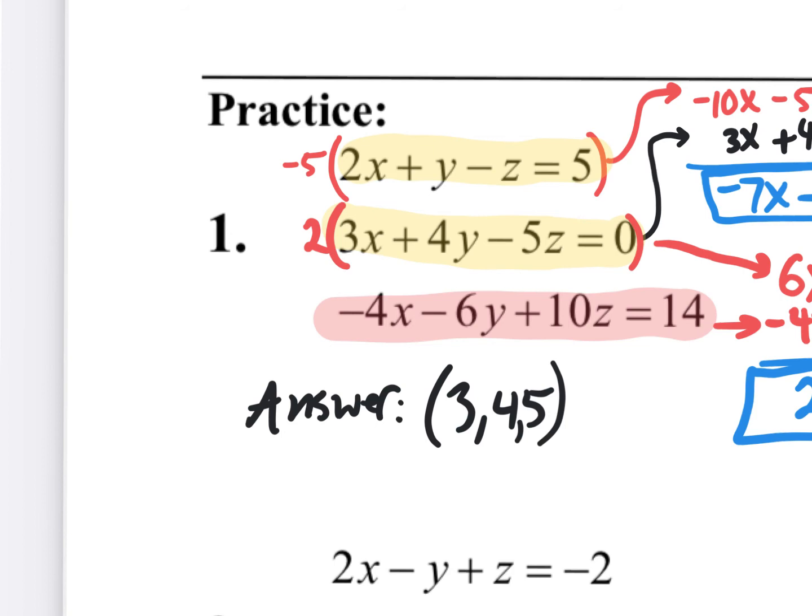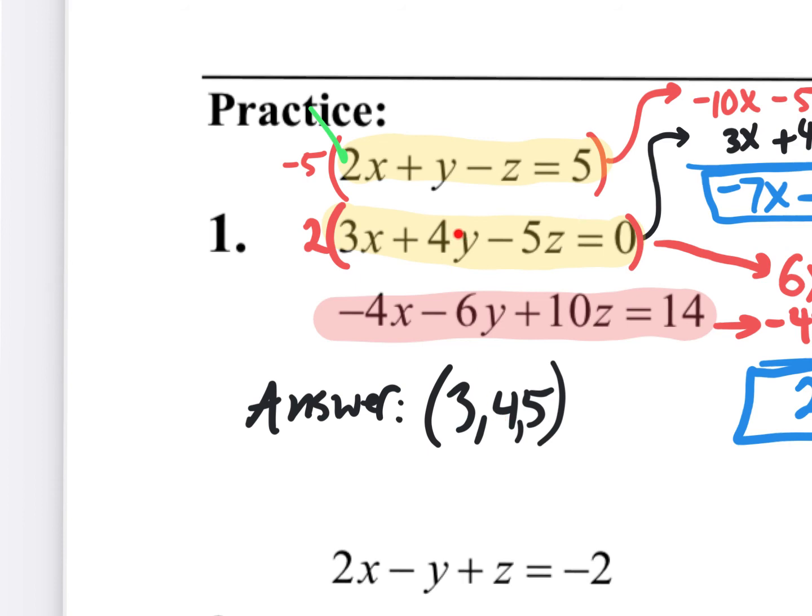But if I were double checking my answers, I would actually plug in a 3 right here, and 2 times 3 is 6. I would write down 6. And then plug in a 4 right there. So I'd have 6 plus 4. What's 6 plus 4? 10. And then take away z, that's 5. So 10 take away 5, is it 5? Yes, it is. So I have checked the first one. Next one, plug in a 3 right there. 3 times 3 is 9.